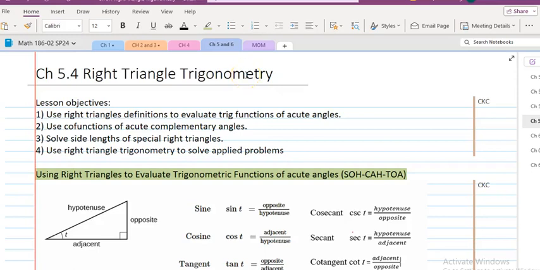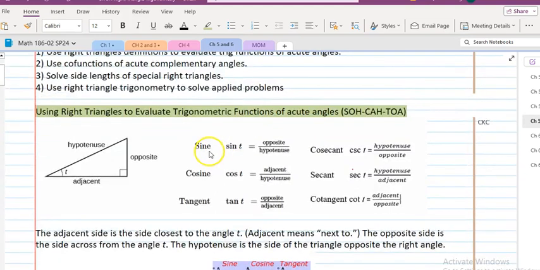Hello, pre-calculus student. This video is for chapter 5.4, right triangle trigonometry. We are looking at defining the six trig functions that we defined in 5.2 and 5.3, using another approach, which is using right triangles.